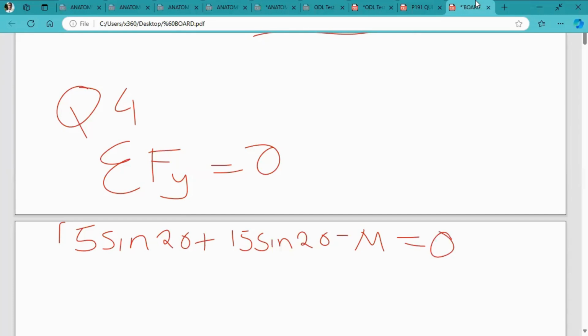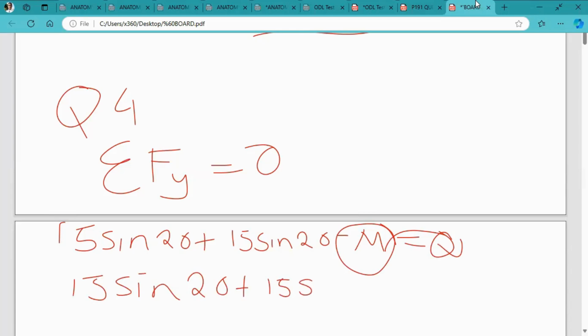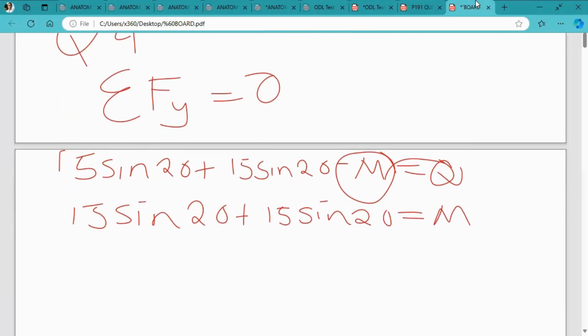Okay, so I'm going to take this mass, which is negative, to the other side of the equation. I'll have 15 sine 20 plus 15 sine 20 being equal to m, which is the mass of this object. So m will be equal to, what is the value of 15 sine 20? That is 5.13 plus 5.13.